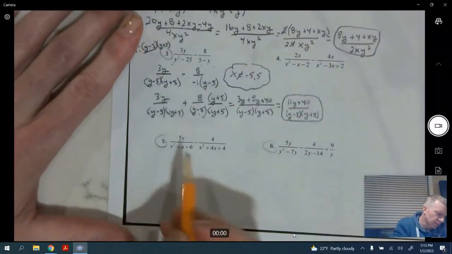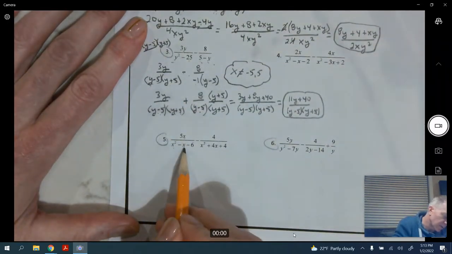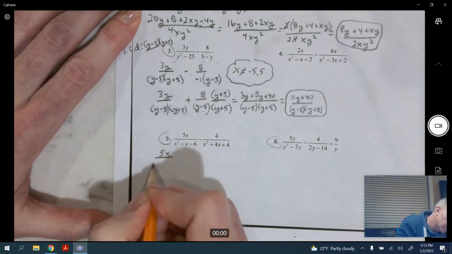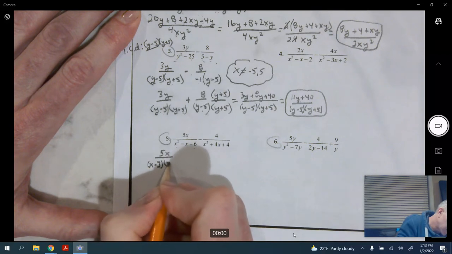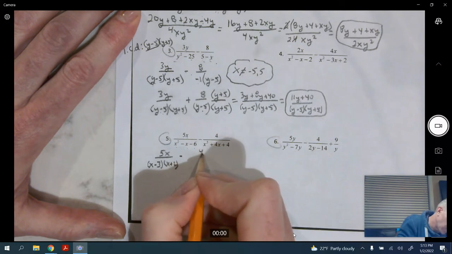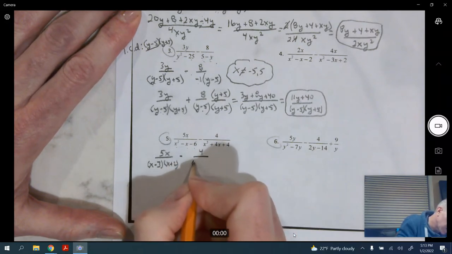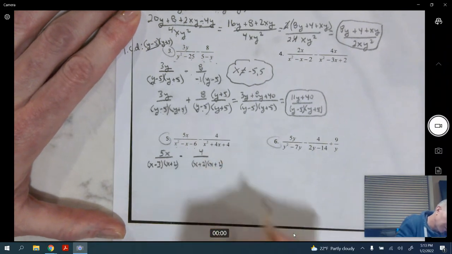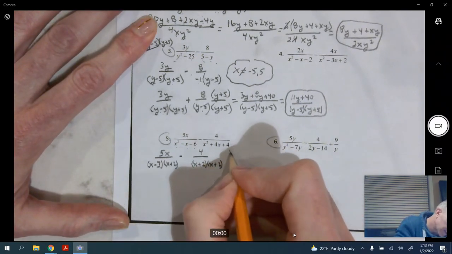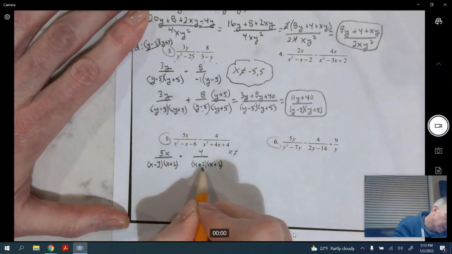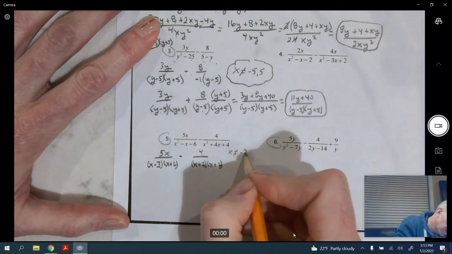Okay, let's go down to the next one. 5x over x squared minus x minus 6. So we've got 5x over, let's factor that. That's x minus 3, x plus 2, and then minus 4 over x plus 2, x plus 2. Okay, so we knew x cannot equal negative 2 and positive 3.